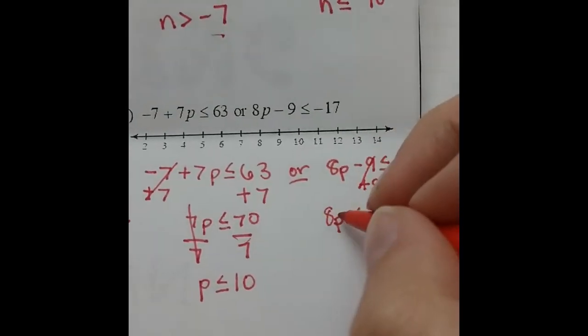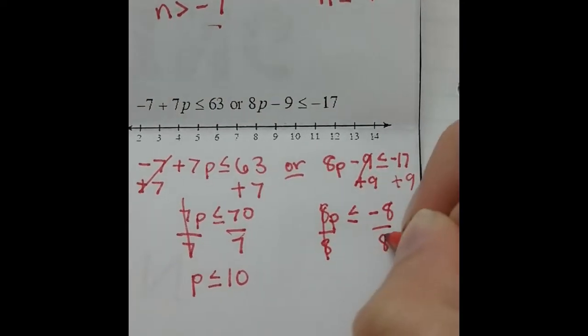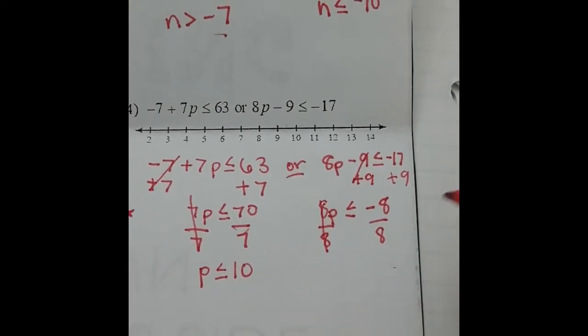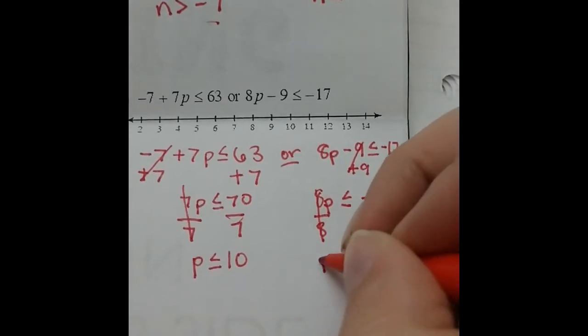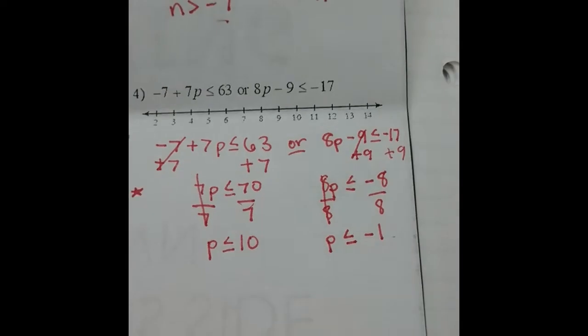Now, to get p by itself, since these are being multiplied, we want to divide by 8. Now, even though this is a negative 8 over here, we're dividing by a positive 8. So no sign flipping happens this time. So I've got p is less than or equal to negative 1.